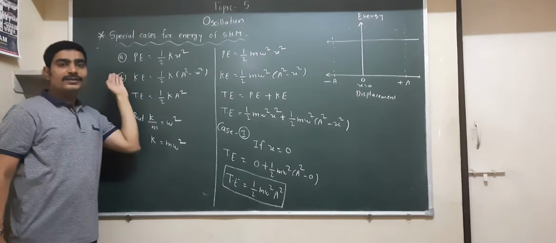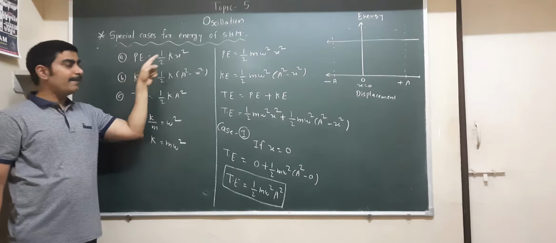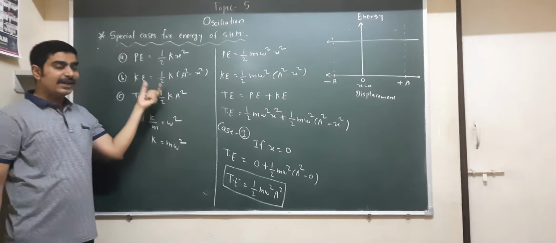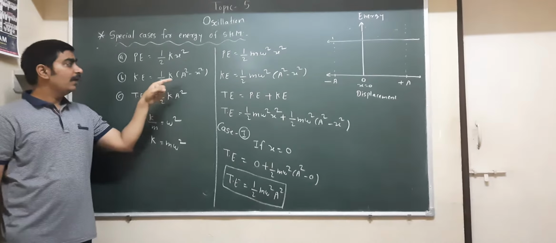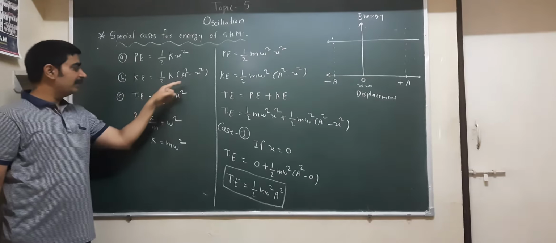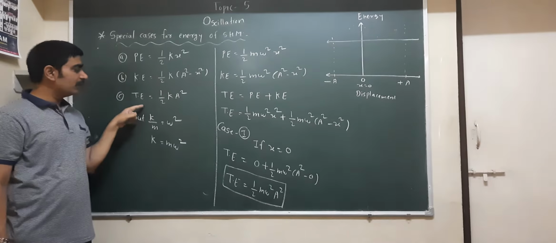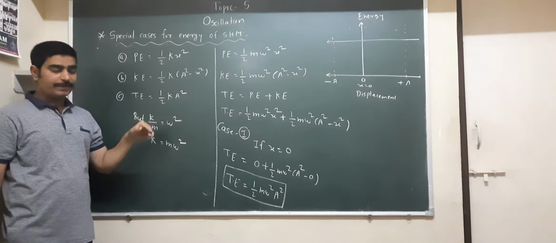Here, we have studied the formula for the potential energy is half k x square. Formula for the kinetic energy is half k into bracket a square minus x square, where a is amplitude, x is the displacement. Total energy is the sum of potential and the kinetic energy, that is total energy is equal to half k a square.